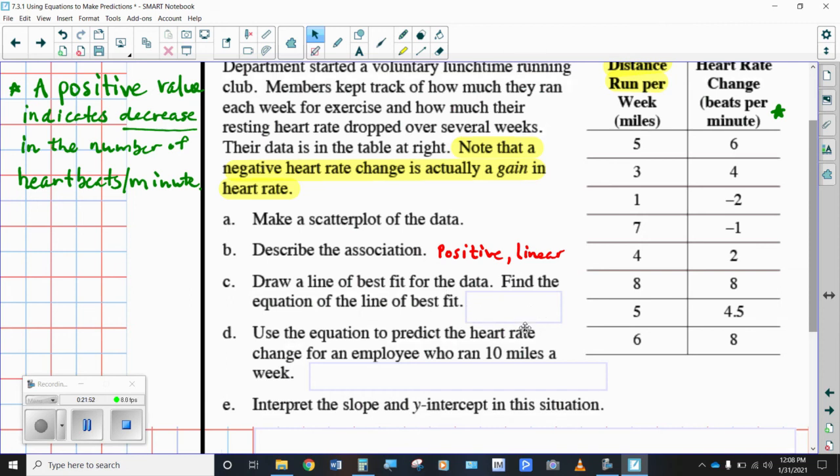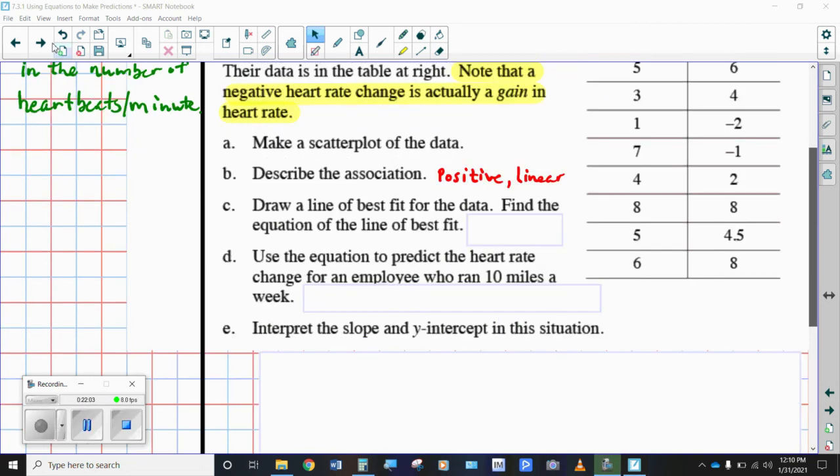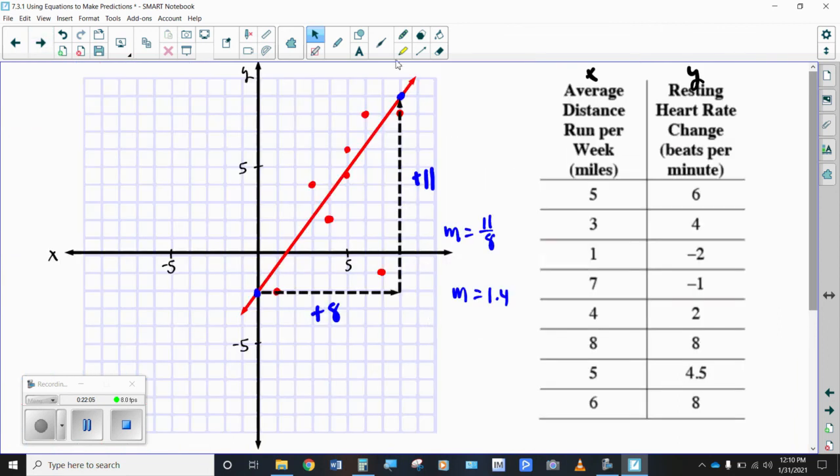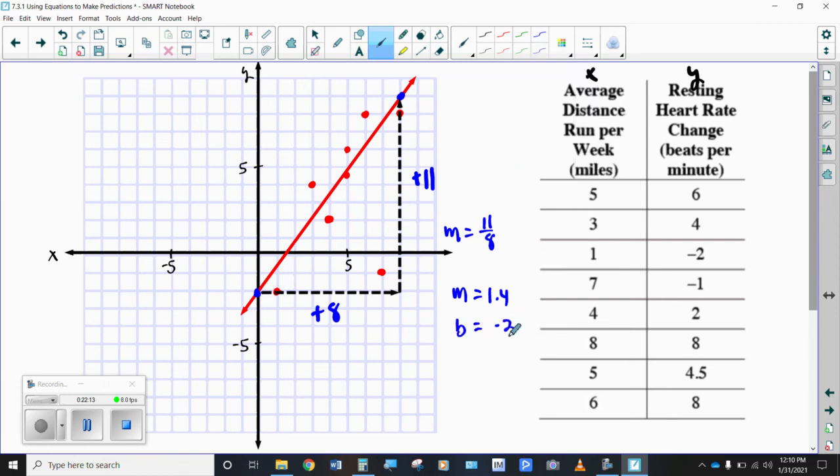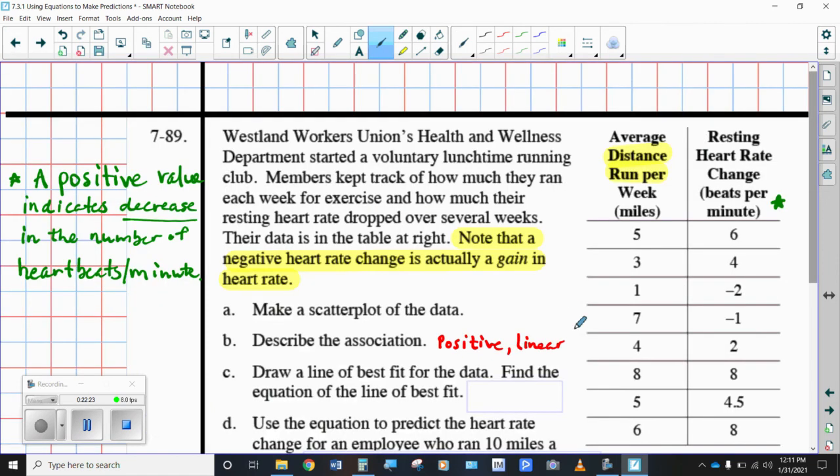I'm a little concerned because every time I do this, I come up with a different line of best fit. Okay, so let's come back here and identify what our y-intercept appears to be at -2. So b is equal to -2. So if we were to create a rule for this, you take our slope ratio times x minus 2. So the rule for this situation should be about y equals 1.4x minus 2.